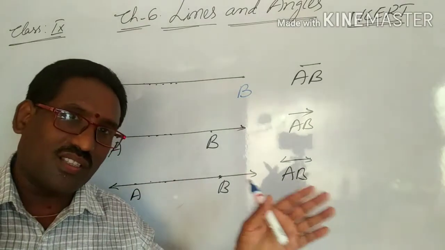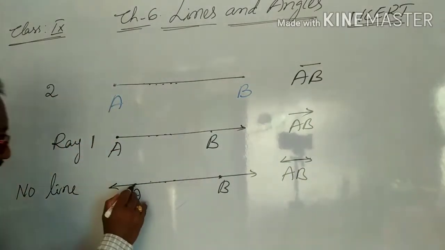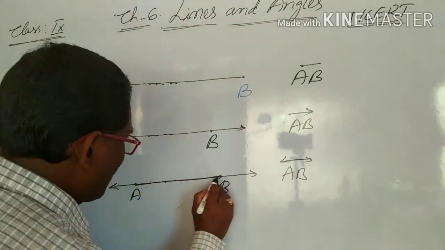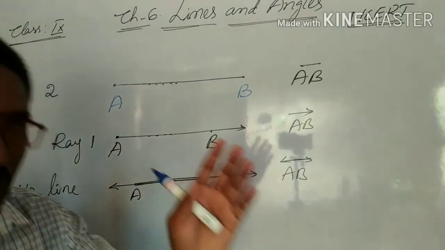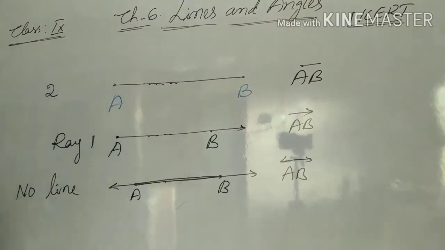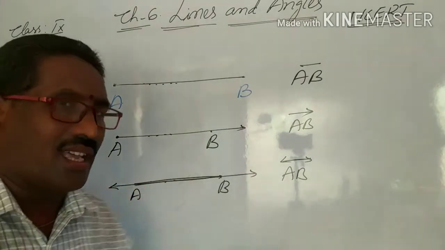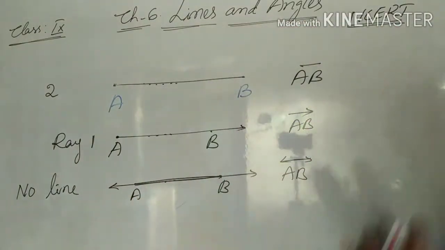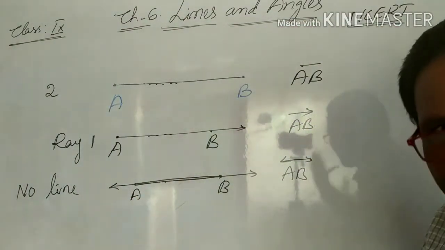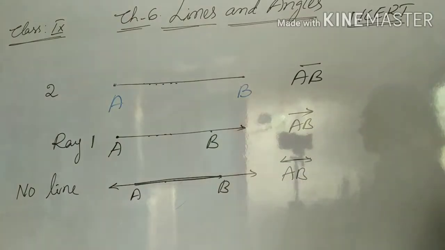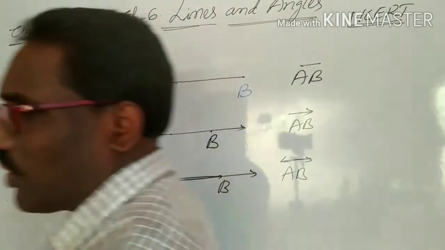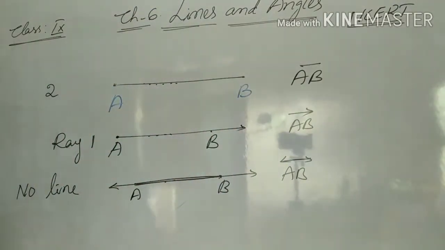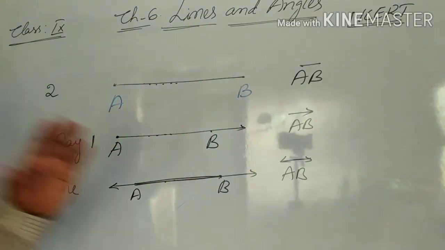Okay, don't confuse children. See here, this is AB. From here to here, this is the line segment. A line segment is a part of a line. AB is your line segment. A line segment is a part of a line. See here, once again we will discuss.